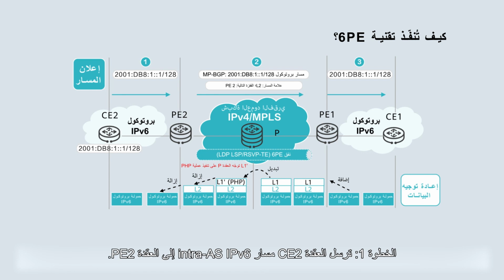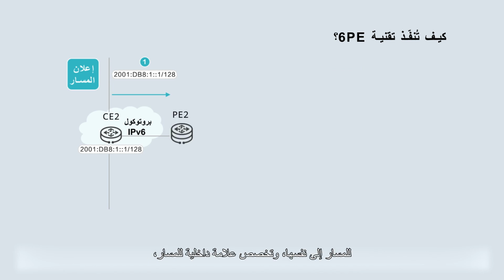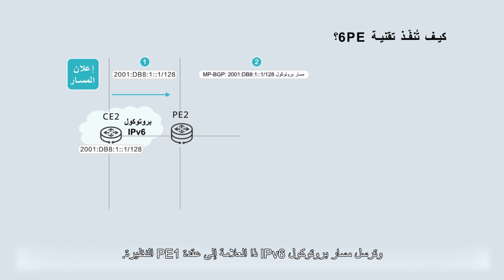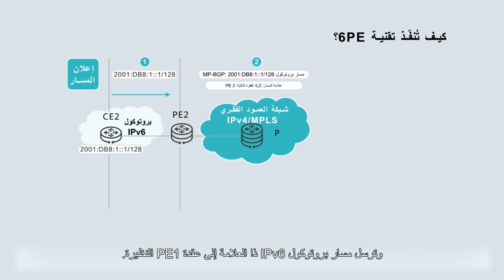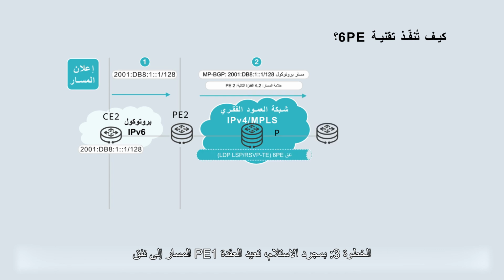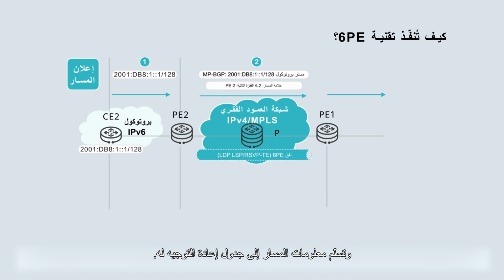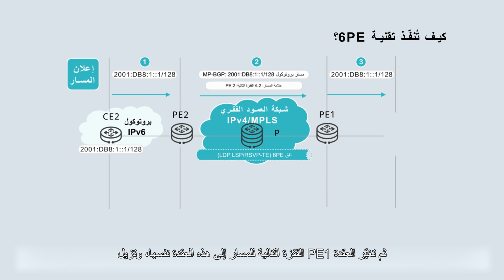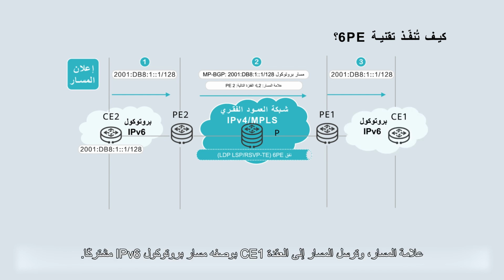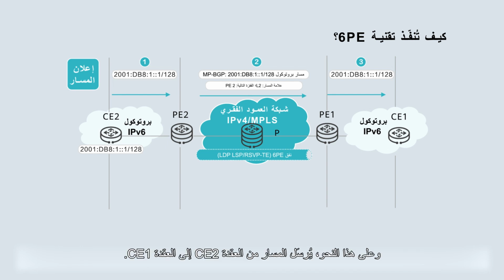Step 1. CE2 sends an intra-AS IPv6 route to PE2. Step 2. Upon receipt, PE2 changes the next hop of the route to itself, allocates an inner label to the route, and sends the labeled IPv6 route to its peer PE1. Step 3. Upon receipt, PE1 recurses a route to a tunnel and delivers route information to its forwarding table. PE1 then changes the next hop of the route to itself, removes the route label, and sends the route to CE1 as a common IPv6 route. This way, the route is sent from CE2 to CE1.